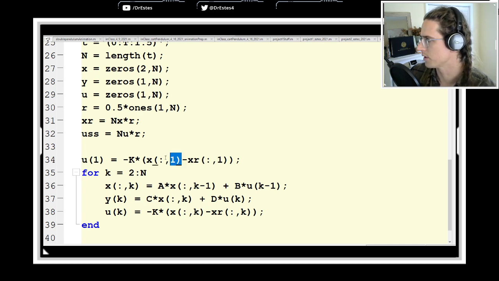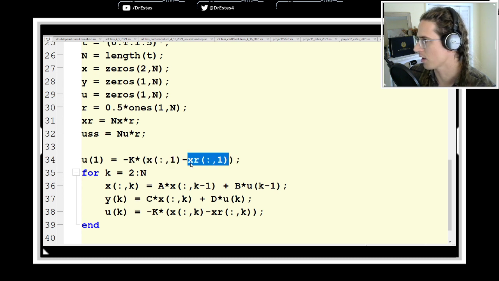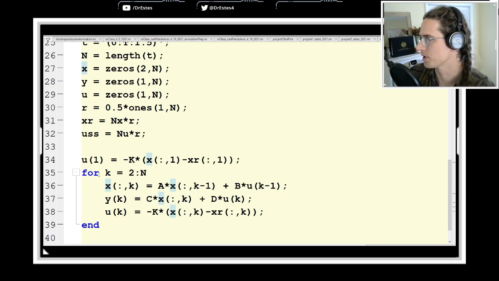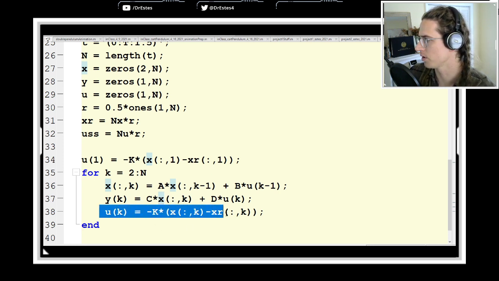Because even if our initial states are 0, our reference states are not zero, they're going to be 0.5 times nx. So this is going to be non-zero. Okay, so this will just run. It'll simulate our controller. This is the control input we're always plugging in.